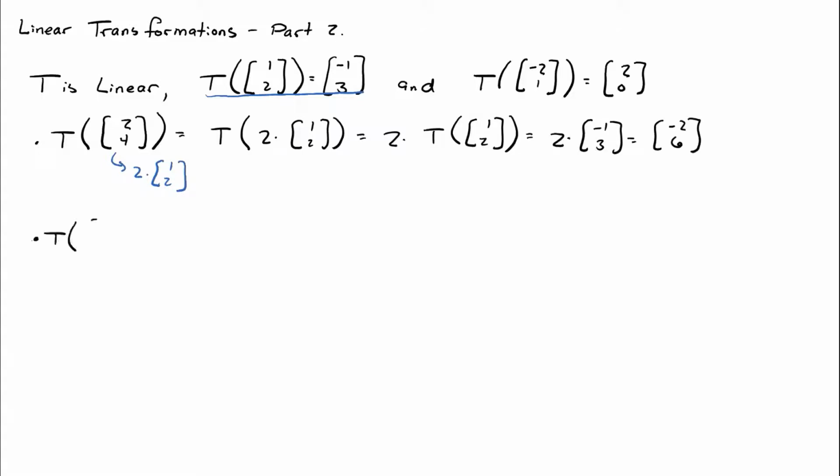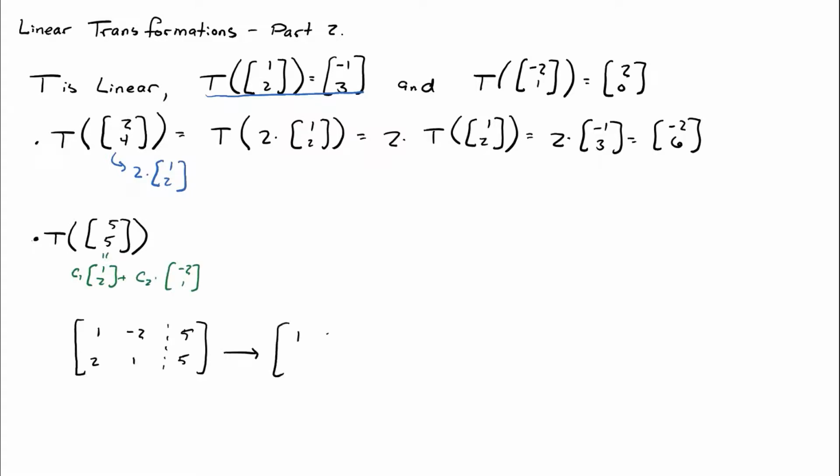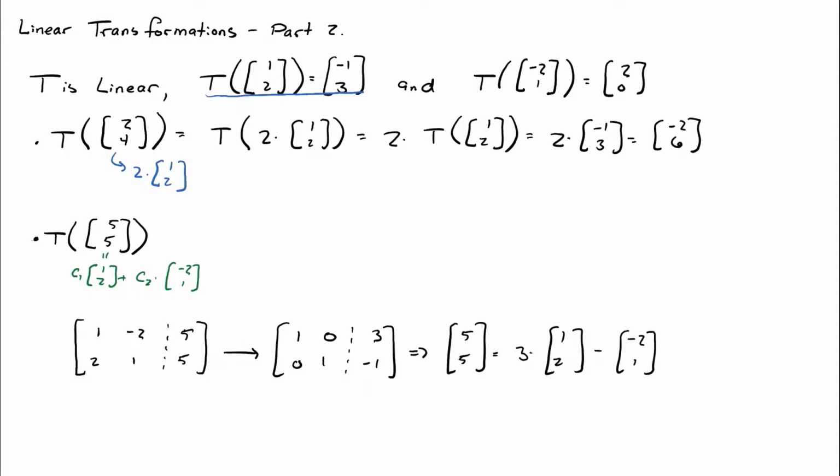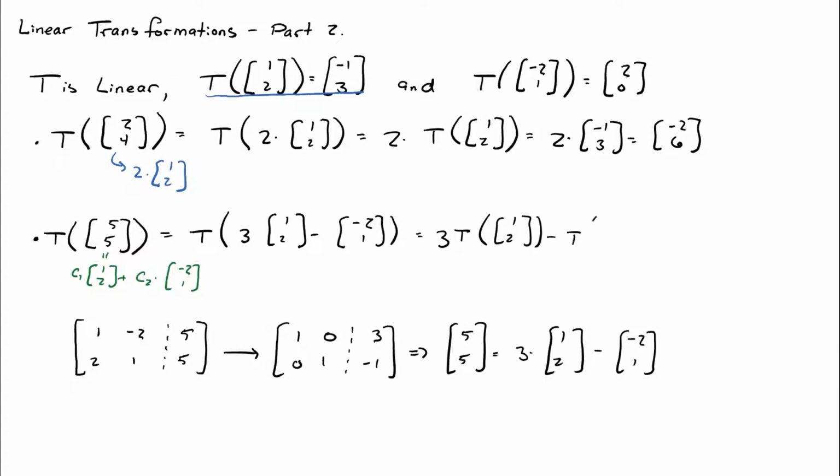How about T of (5, 5)? This is no longer just a scalar multiple of one of the vectors. Instead, we need to write (5, 5) as a linear combination of them. Set up a matrix and reduce. So (5, 5) is 3 times (1, 2) minus (-2, 1). Therefore, T of (5, 5) is T of 3 times (1, 2) minus (-2, 1). Distribute the T and evaluate. So T of (5, 5) is (-5, 9).